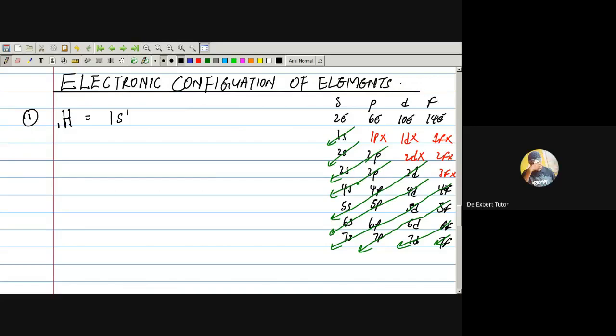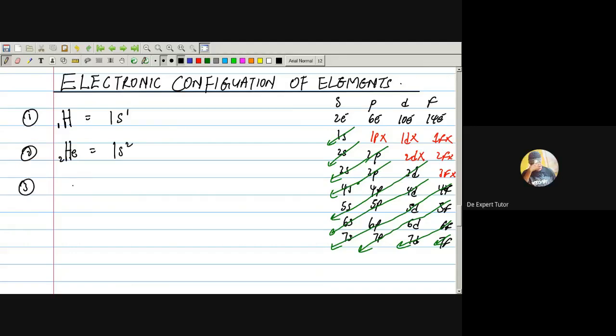Let's learn how to write it before we learn how to draw the diagram. It's very important. Number 2, we have helium, He, with 2 electrons. I have 1s. How many electrons do I have to fill? 2, right? Because s can accommodate 2 electrons, I just have 1s2.